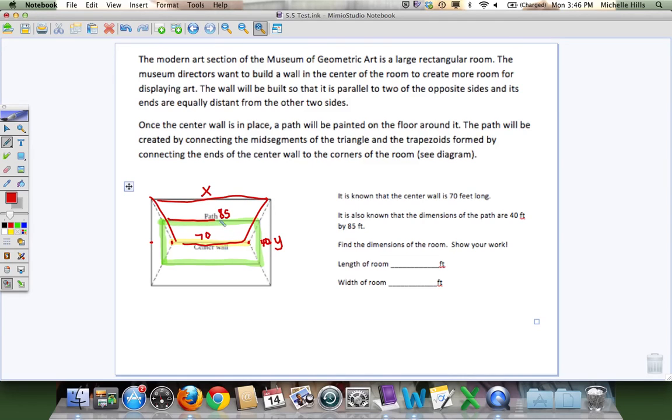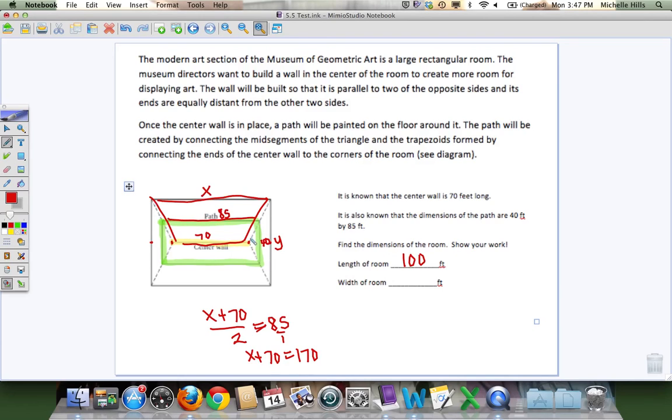And I know that this is the mid-segment of that trapezoid. So x plus 70 divided by 2 has to equal 85. This mid-segment is the average of the two bases. Turning this into a proportion and cross-multiplying gives me x plus 70 equals 170, and I multiply the 2 times 85, so x is 100 feet, if I make that the length of my room.